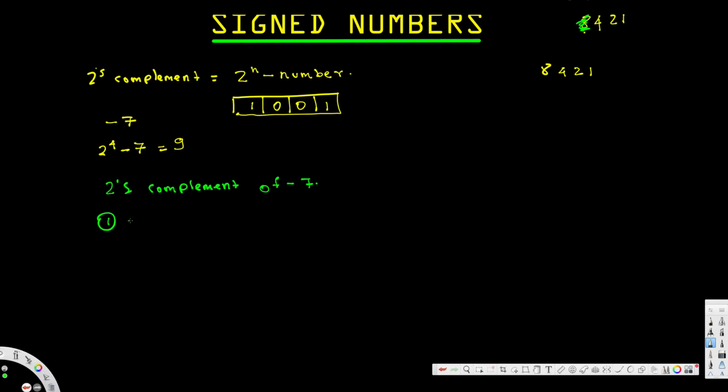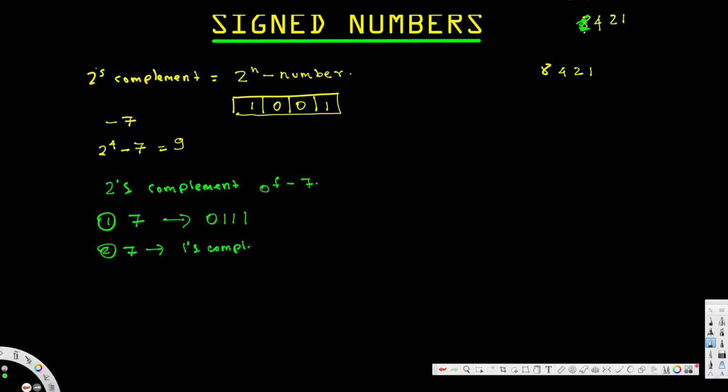2's complement of negative 7. First you have to convert 7 into binary. 7 has to have 4 2 1 in order to have 7. So we have to have 0 1 1 1. So this is equivalent to 7. Now we have to do the 1's complement. 1's complement is basically the opposite. If it's 0, we replace that one with 1. If it's 1, we replace that one with 0.